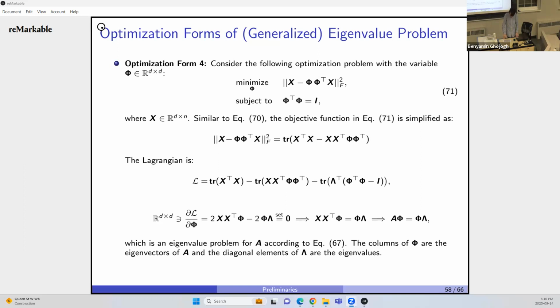Okay. So phi is the matrix. Now, if we solve it, similarly, it becomes this. The Lagrangian is this. Take derivative, set it to 0. We'll end up with this. And that's the eigenvalue problem of A.